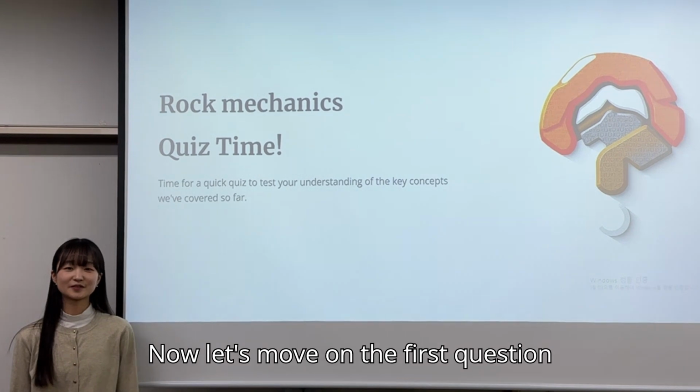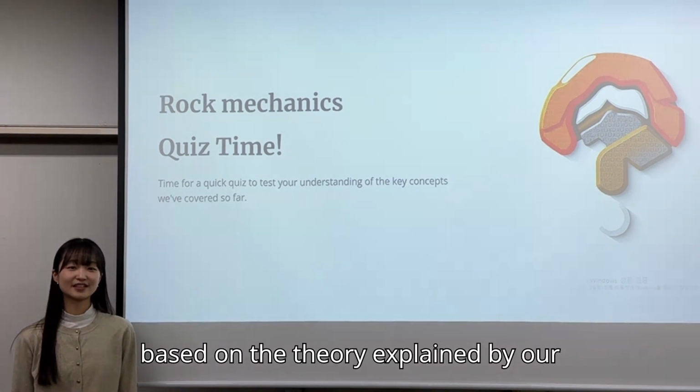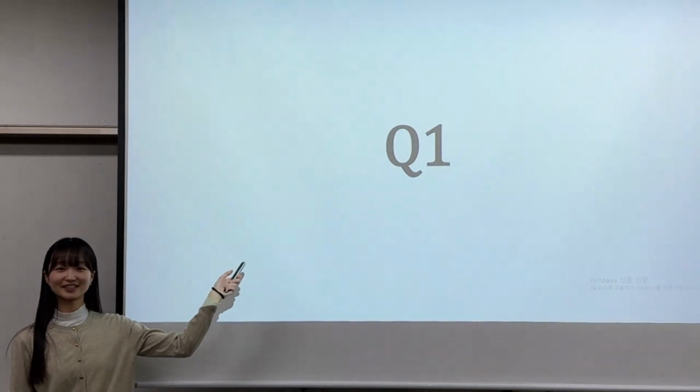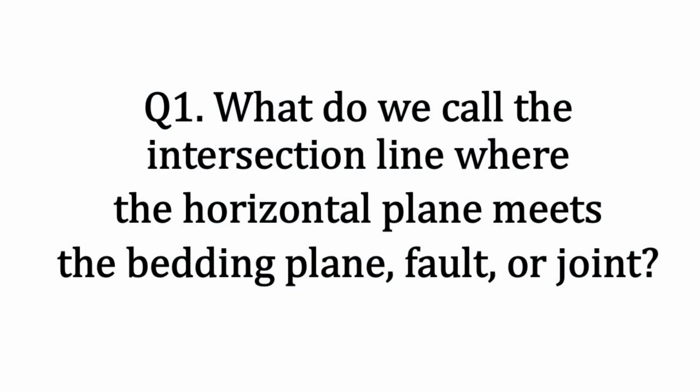Now, let's move on to the first question based on the theory explained by our experts. Question 1. What do we call the intersection line where the horizontal plane meets the bedding plane, fault, or joint?